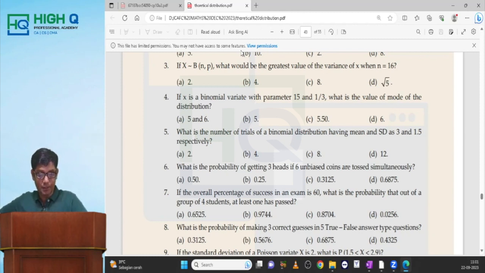Next step. What is the number of trials? So they ask you to find out the value of n.